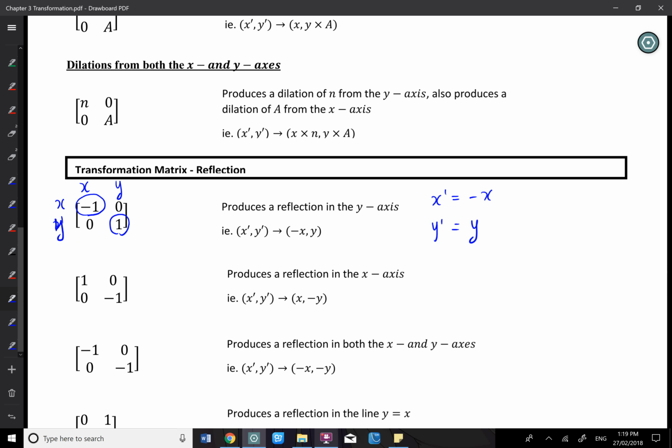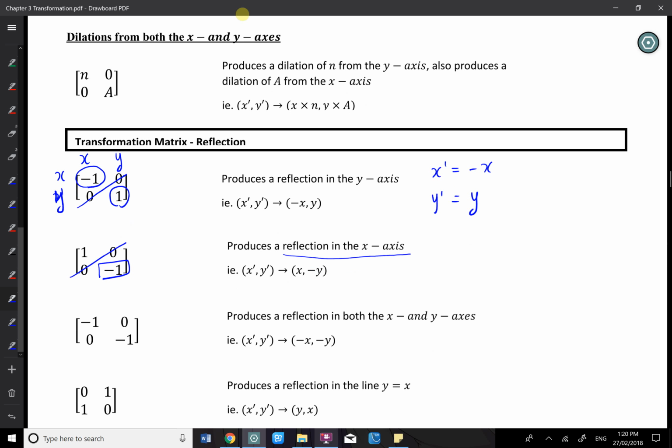Similarly, if you produce a reflection in the x-axis, then the y place will be negative 1, as you negate the y. Most of the time, this diagonal will be 0, 0. There will be a case where it's not 0, 0. I'll show you in a minute. And the third one says a reflection in both x and y. So negative x dash, negative x, and negative y. So both negative.